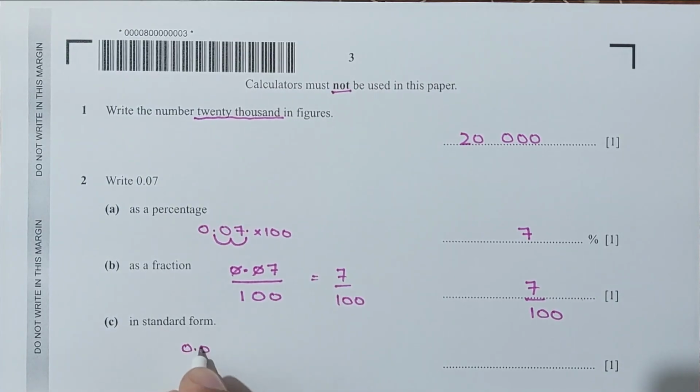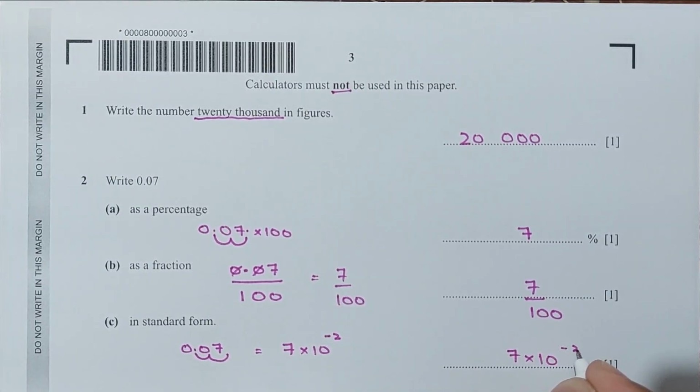Part C, in standard form. So 0.07 in standard form, you have to move 1 unit and 2 units. So 7 times 10 to the power 2. You are moving to the right, so it is -2. When we are moving to the left, it is +2. So 7 times 10 to the power -2.